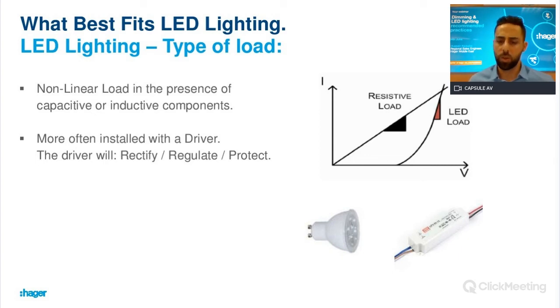The driver is installed there to rectify the voltage from AC to DC, of course, to regulate the voltage on the bulb or on the light, and of course to protect from different fluctuations. And by the way, LED lights with drivers will have a longer lifespan than direct to AC. The driver will protect the light.